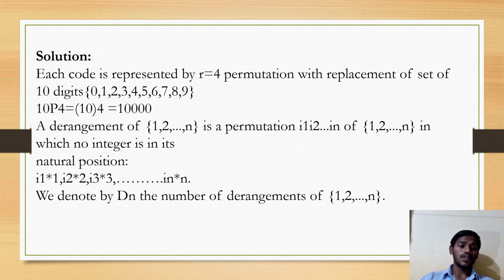A derangement of 1, 2, 3, and so on to n is a permutation i1, i2, and so on to in of 1, 2, and so on to n in which no integer is in its natural position. That is, i1 is not 1, i2 is not 2, i3 is not 3, and so on, in is not n. We denote by dn the number of derangements of 1, 2, and so on to n.